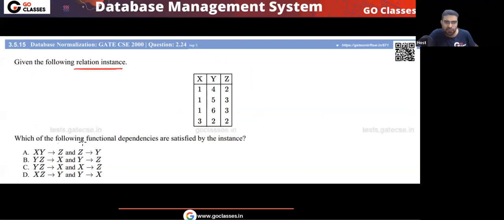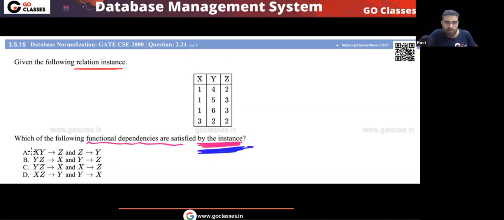The question is asking, which of the following functional dependencies are satisfied by the instance? Is the question asking for the instance or for the schema? Please tell me. This is asking for the instance. Which functional dependencies are satisfied by the instance? By the instance. Yes or no? So now tell me the answer.